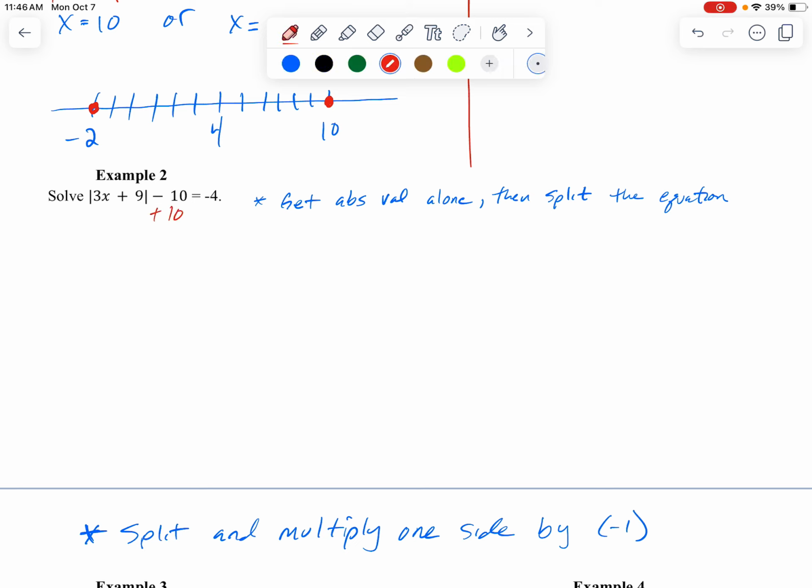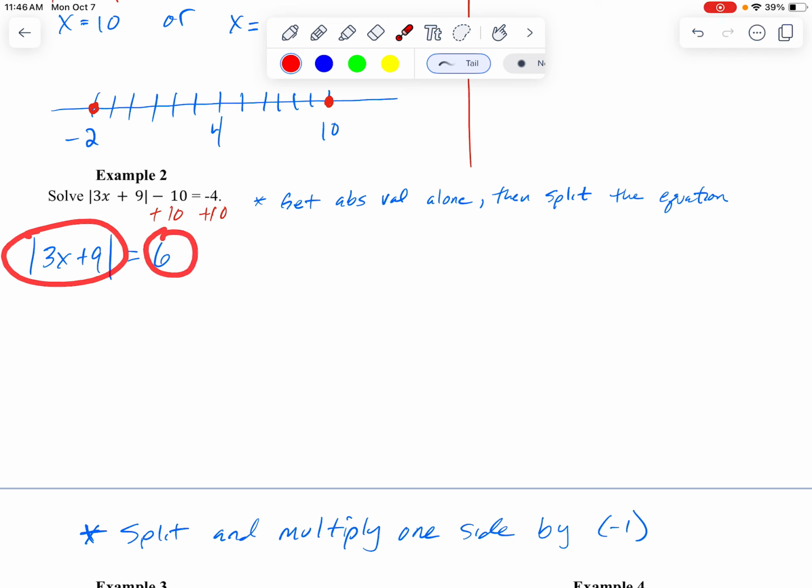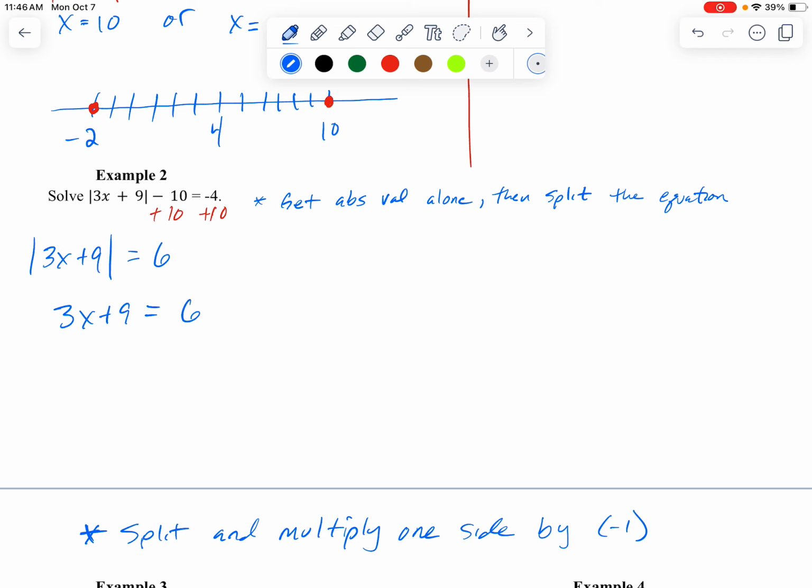So to get rid of that minus 10, we're going to add 10 to both sides. That leaves us with the absolute value of 3x plus 9 equals 6, because -4 plus 10 is going to be 6. And now we see we're okay. There are solutions because I have an absolute value of something equals a positive number. So now we're going to split it into 2. 3x plus 9 equals 6, or 3x plus 9 equals -6. Solve both of our equations.